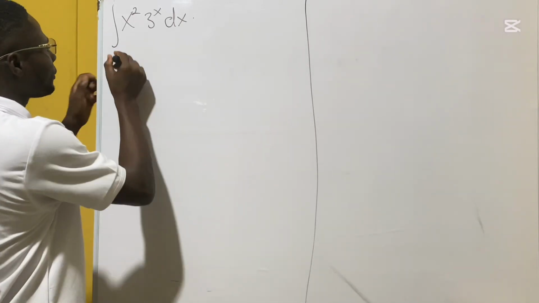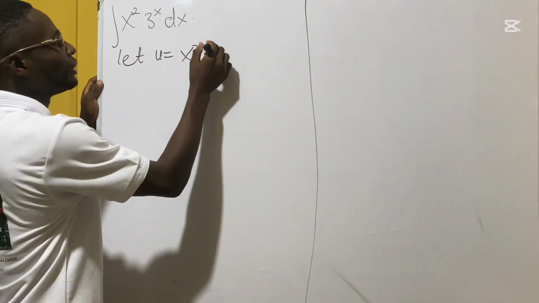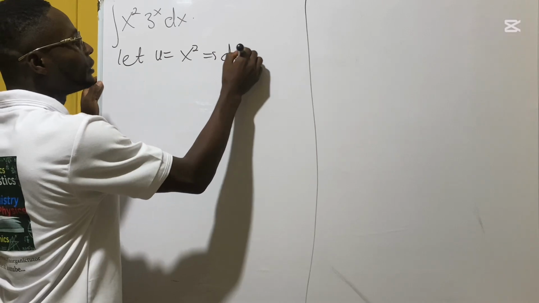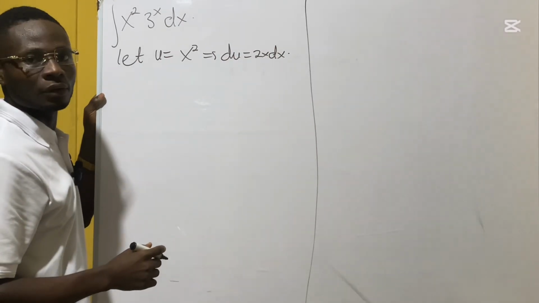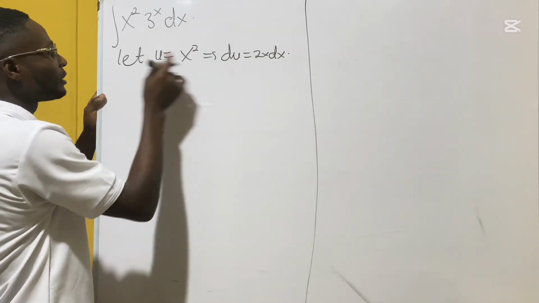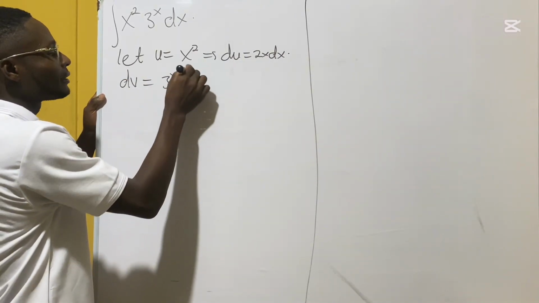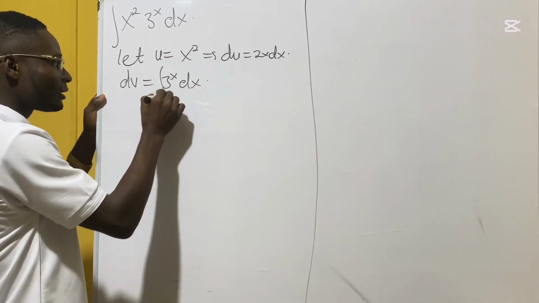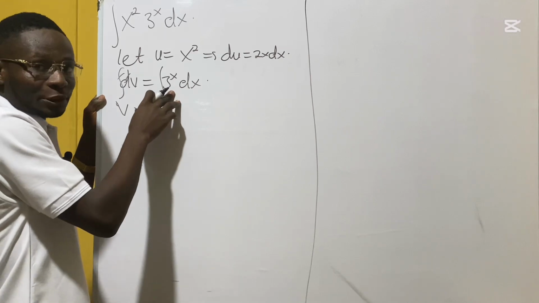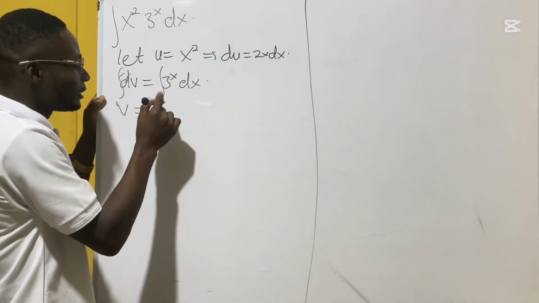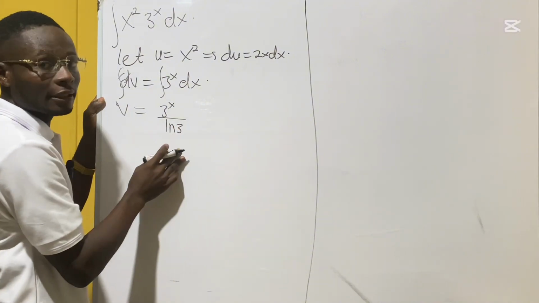So here, let u equal x squared. So this implies that du is equal to 2x dx. Okay, so once we have that, we said the dv should be equal to 3 power x dx. So integrating both sides, we know that the integral of an exponential function 3 power x is going to be 3 power x over ln 3.